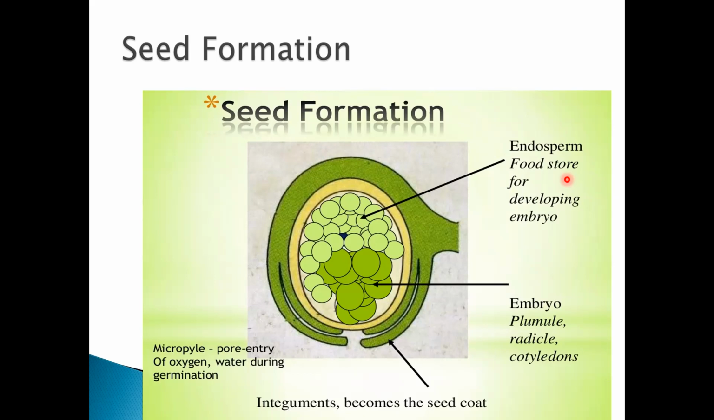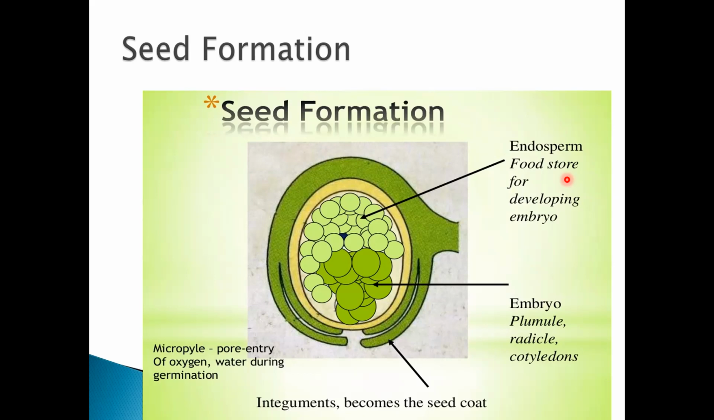Either it is one cotyledon, one cover, or one layer, or two cotyledons, that is two coverings, that is dicots and monocots. An endosperm is nothing but a food storing tissue or a nourishment tissue which nourishes the developing embryo.